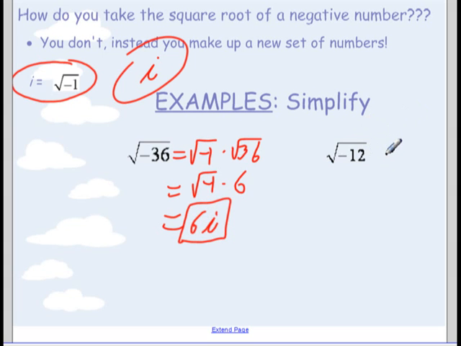Over here, same idea. To make things a little bit quicker and easier, I'm just going to take that i out. I'm going to rewrite this as square root of negative 1 times square root of 12, and then change it to an i. Do that all in one step. So the way I remember this is I'm just going to go ahead and take an i out.